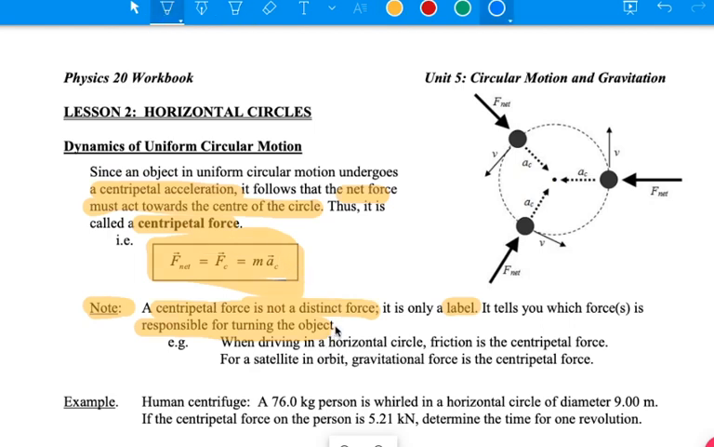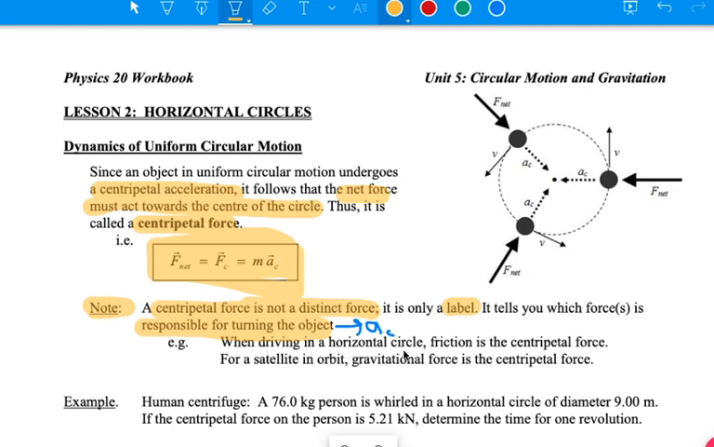So, we remember that centripetal acceleration is all about changing the direction of our speed. So this is the force that's responsible for changing that direction, or turning our object. But as you see here, centripetal force can be many different types of forces, as long as that force is creating our centripetal acceleration.